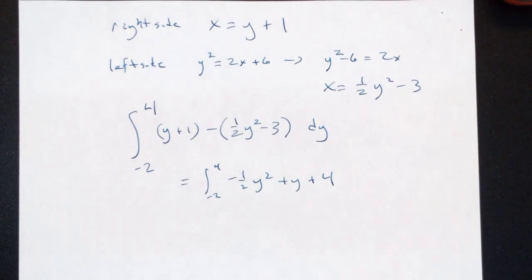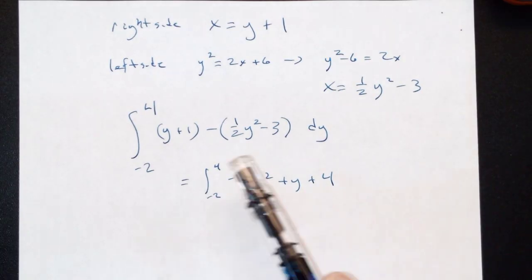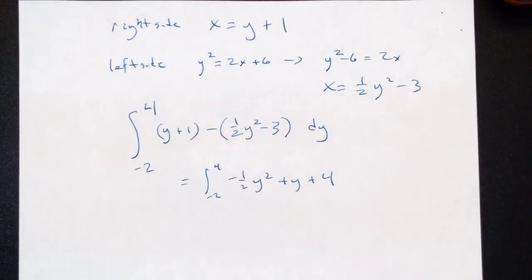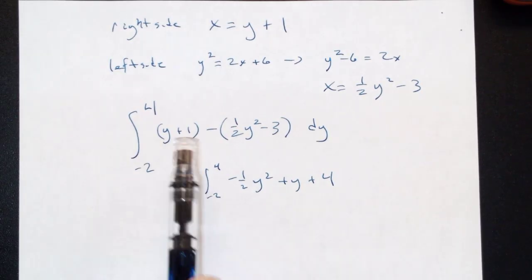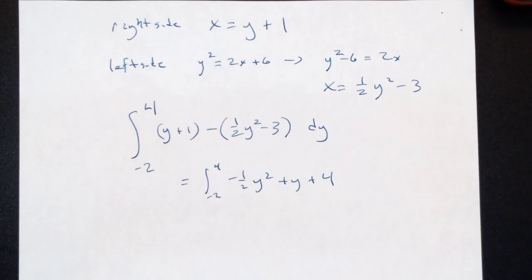If I distribute the minus sign here, I'll have a minus 1/2 y squared. I'll have a plus 3. 1 plus 3 gives me the 4. The y stays positive. I just put it in descending order of powers. From here on down, this is a piece of cake.